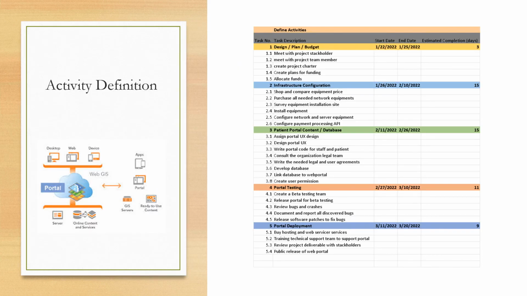And then we have activity definition. This activity definition table shows all the activities that will be done for each phase and the time frame it will take. The estimated completion time here is in days. For phase 1, the design plans for budget will take 3 days, and the longest phases will be phase 2 and phase 3 because those phases require more work to be done.